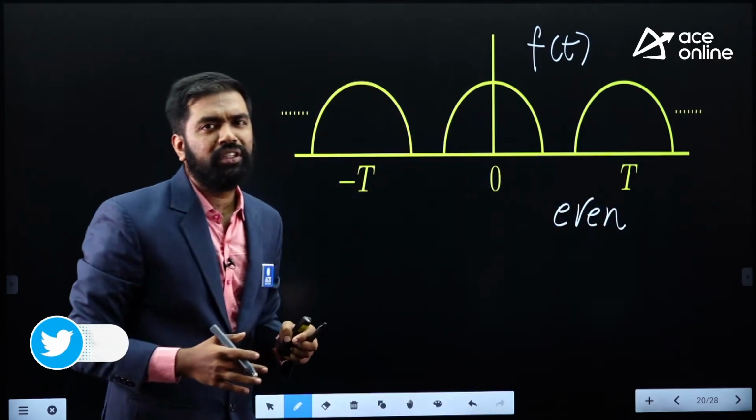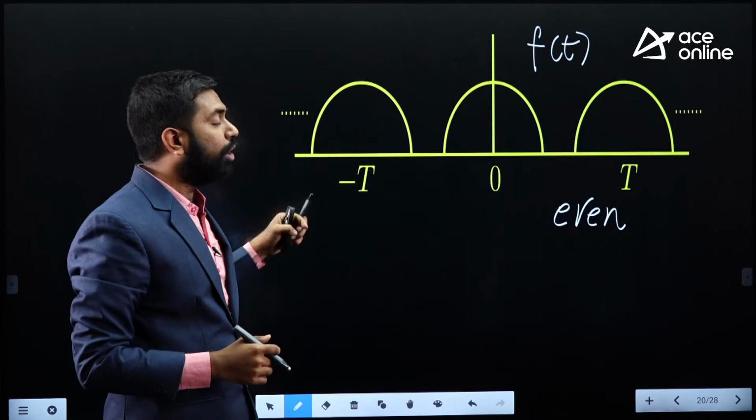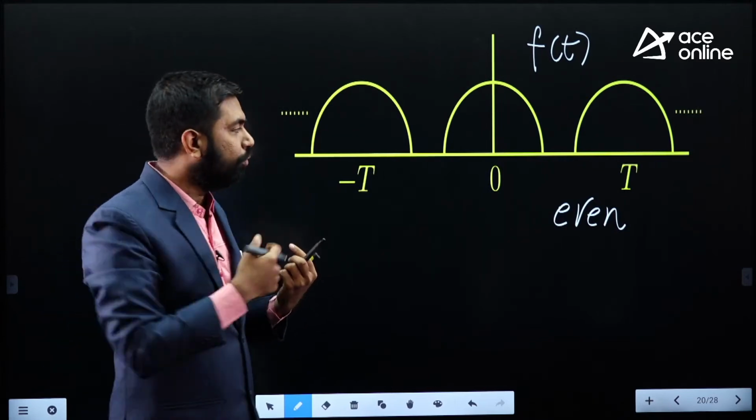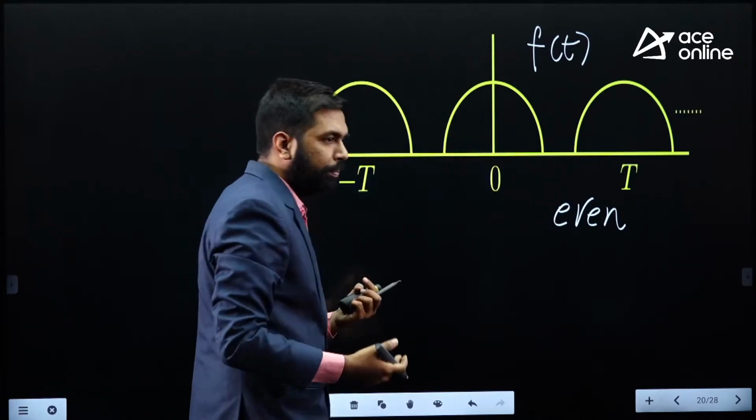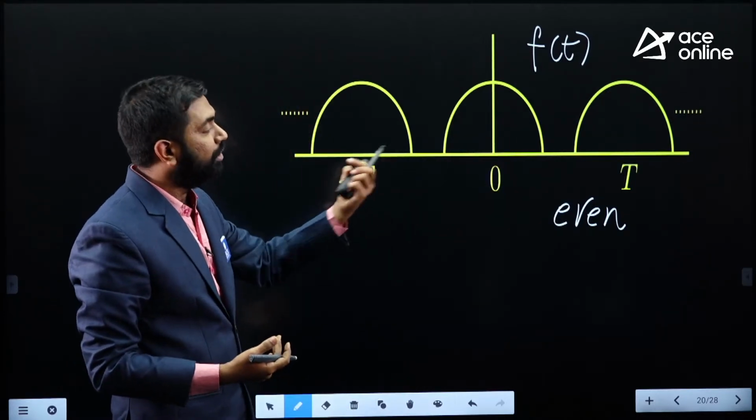This is the example of which signal? Even signal. Now when you try to find its Fourier series, for sure there is some DC value because you have to integrate that, right? So we can now say that it has got some DC.